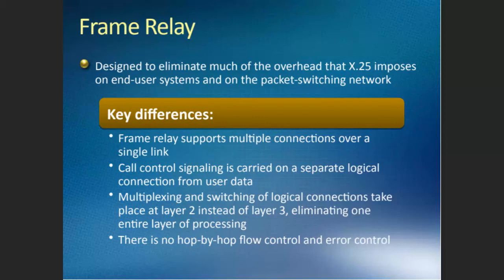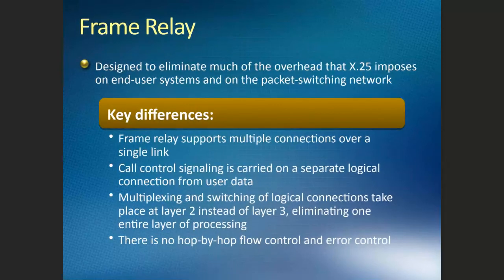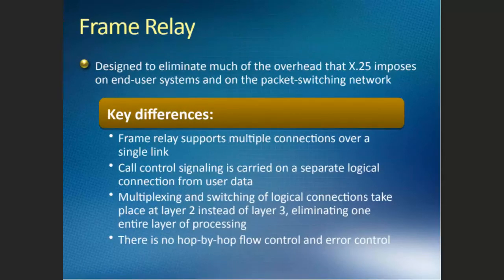The key features of frame relay, we have already studied. Frame relay supports multiple connections over a single link. Call control signaling is carried on a separate logical connection from the user data. So this also increased the speed and efficiency. Multiplexing here is done at layer 2, not on layer 3. So it is faster, eliminating one entire layer. You don't need to go up to layer 3. Just from layer 2, you are doing the multiplexing. And there is no hop by hop flow control and error control.